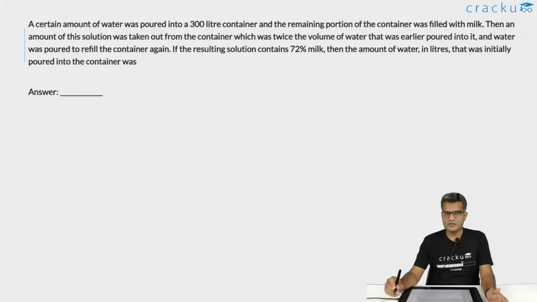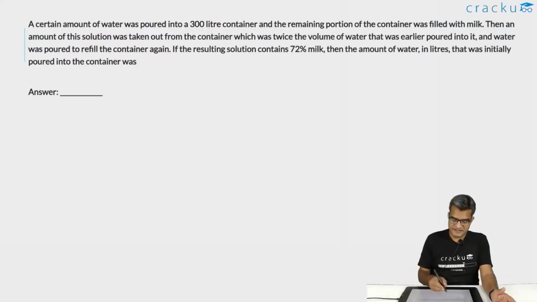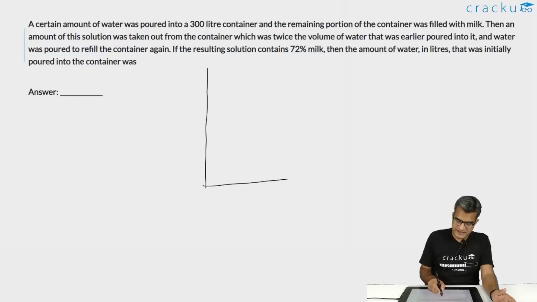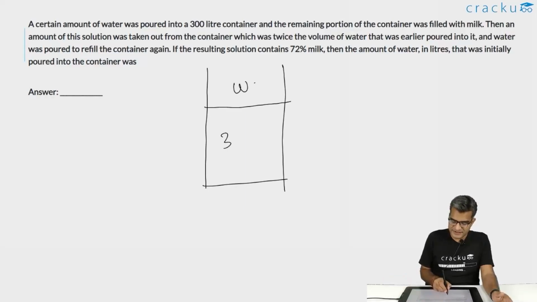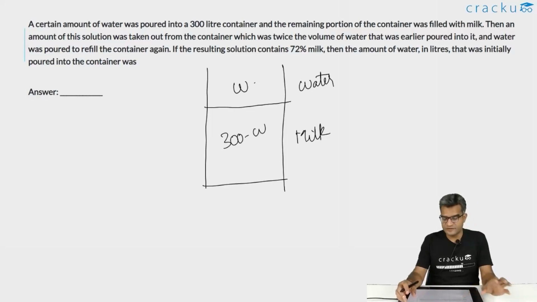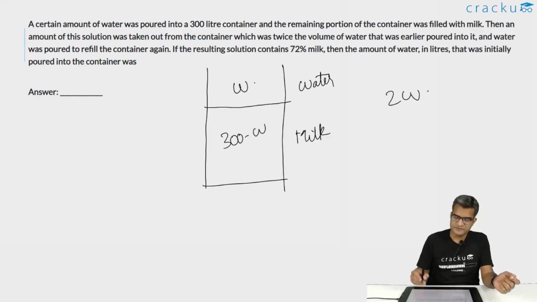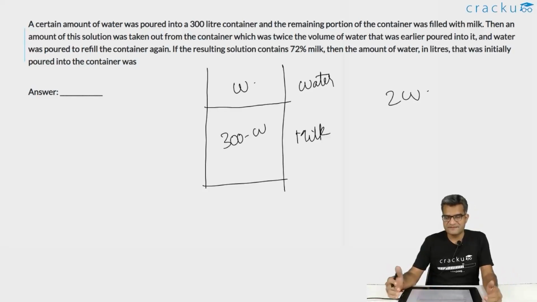In this question, we are told that there is a container which has 300 liters. It contains some water and it contains the remaining amount as milk. If you assume that the amount of water is W, the amount of milk will be 300 minus W. This is milk and this is water. Now twice the amount of water is removed from the solution. That is, the total amount of solution that is removed is 2W. So the total amount of solution that is left in the container after this was removed is 300 minus 2W.